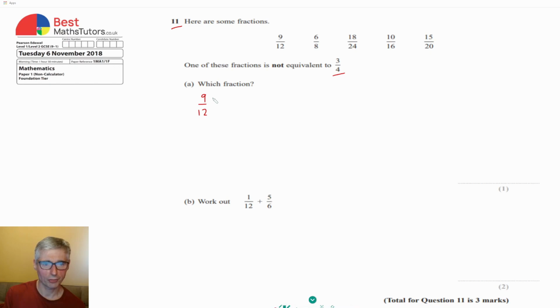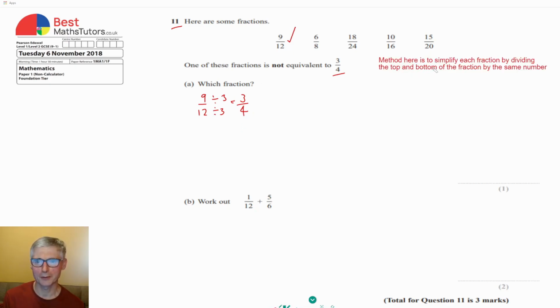So I can see that 3 will divide into the top number and the bottom number. So if I do that, 9 divided by 3 will give us 3, and 12 divided by 3 will give us 4. So we can see that actually 9/12 is equivalent to 3/4. So I can just tick that one. That one does equal 3/4.